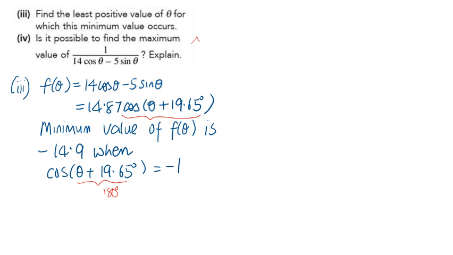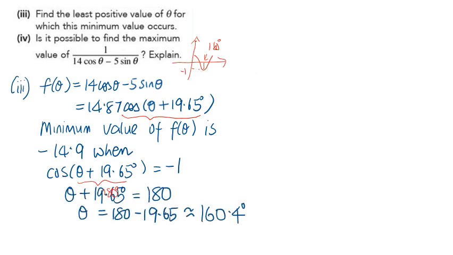Okay, go back to the cosine curve, -1, this angle is 180. So therefore, your minimum least value of theta would be 180 minus 19.65. So that gives you 160.4 degrees.